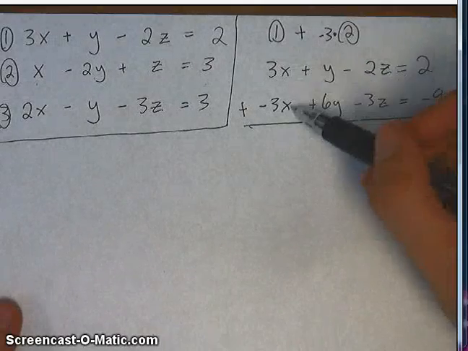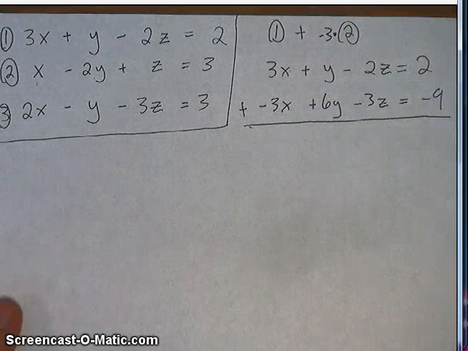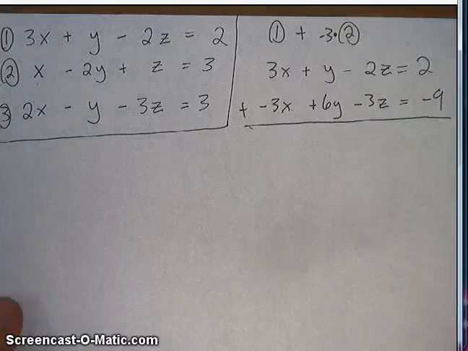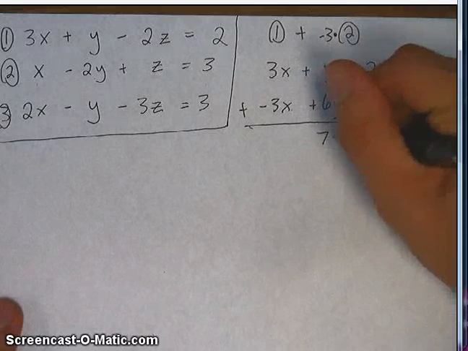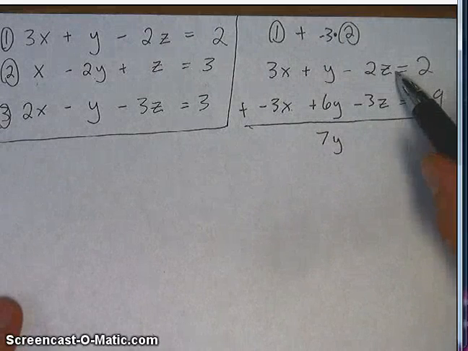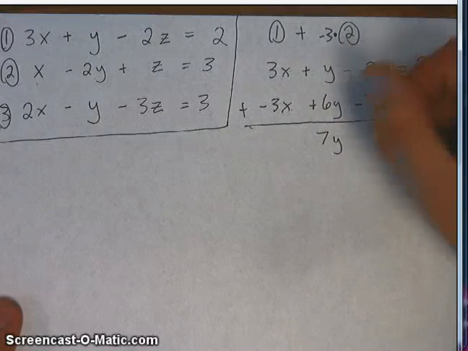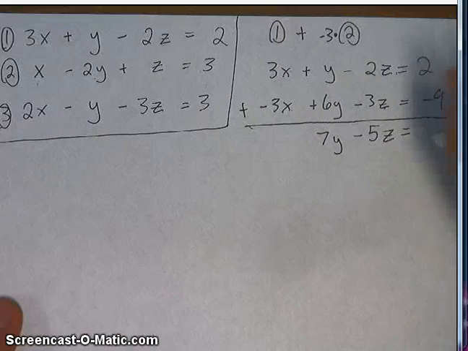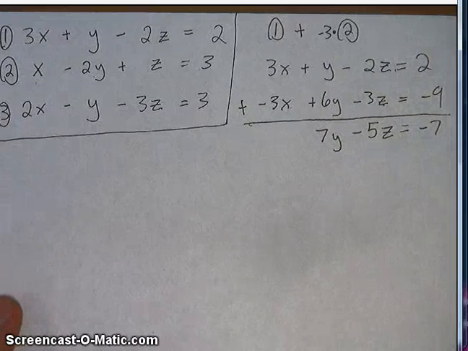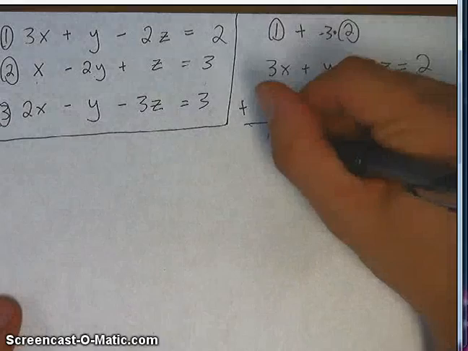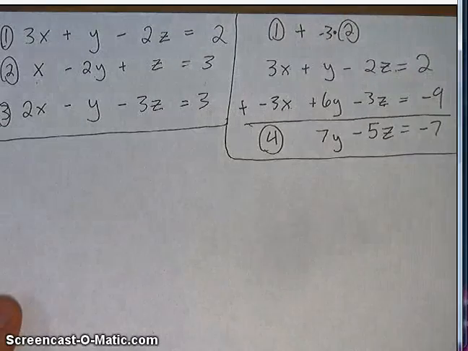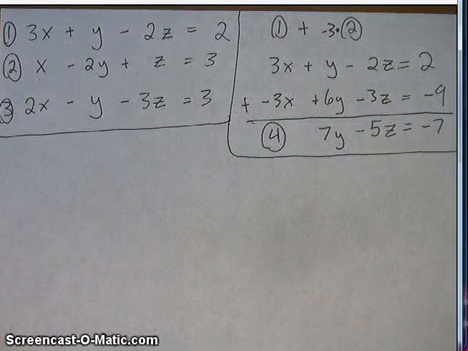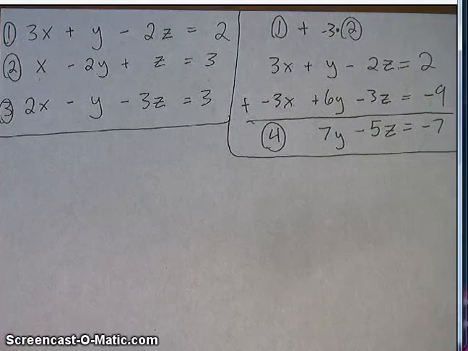So 3x minus 3x, that's 0. That's what I was trying to do. I was trying to eliminate the x term. y plus 6y is 7y. Negative 2z plus negative 3z is negative 5z. And then 2 plus negative 9 is negative 7. Right here, I'm going to call this equation number 4. And that's step 1. We've picked 2 equations and we've eliminated the x term.